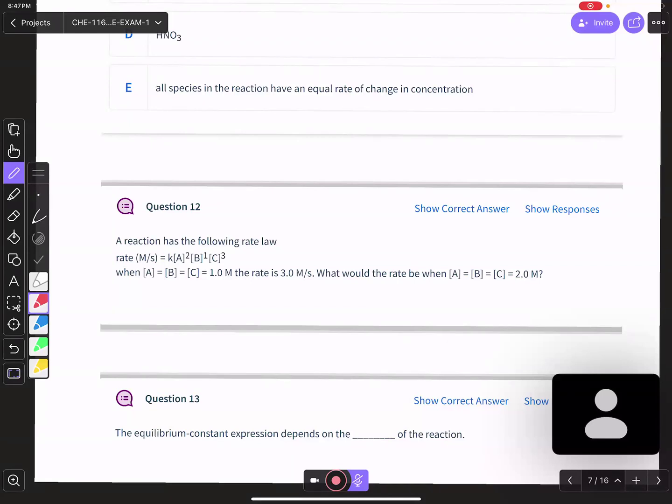They give us the rate law. The rate law is rate equals the rate constant times the concentration of A squared, B to the first, C cubed. And they tell us that when all the concentrations are 1 molar, our rate is 3 molar per second. So we have to do the same calculation twice. We're basically just going to plug in and say, okay, the rate is 3 molar per second. I don't know the rate constant, but I have that rate when I've got 1 molar A squared times 1 molar B to the first times 1 molar C cubed.